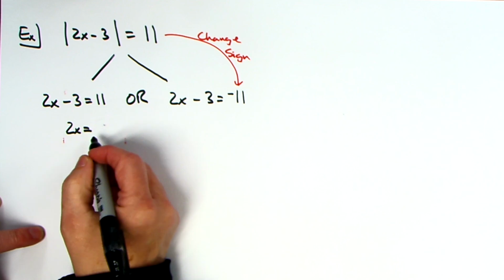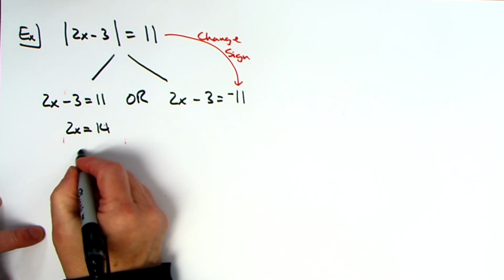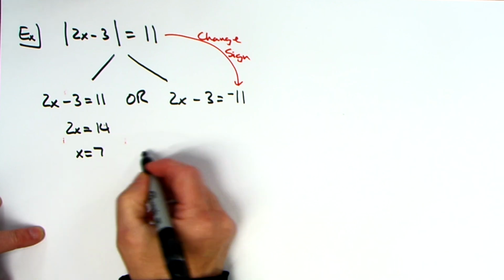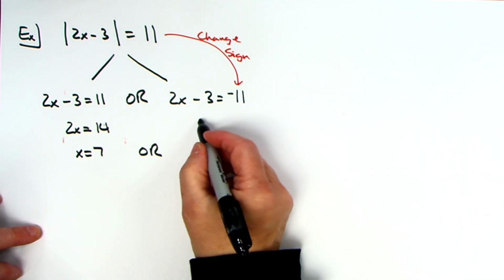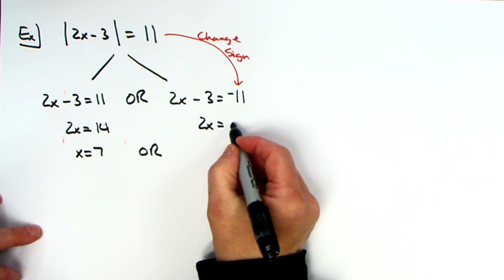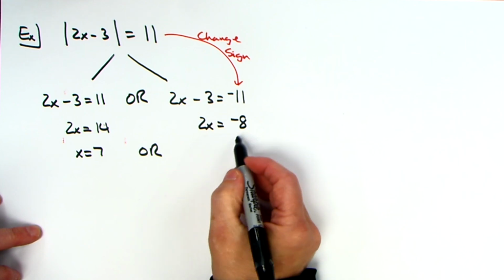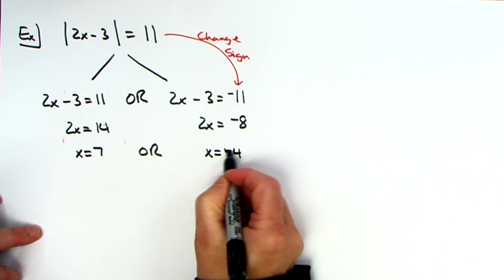2x is equal to, if I add 3 to both sides, then I'm going to get a 14. Here, dividing by 2, I'll get x equals 7. Okay, over here, if I add 3 to both sides, I'll have a 2x. Let's see, add 3 there is going to give me a negative 8. Divide both sides by 2, we'll have x equals negative 4.